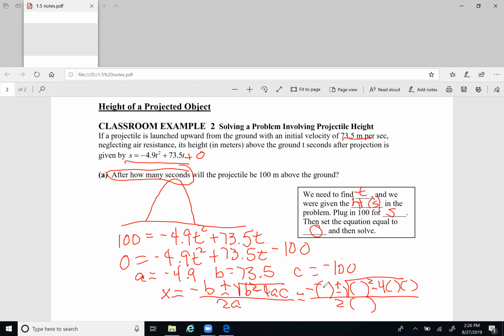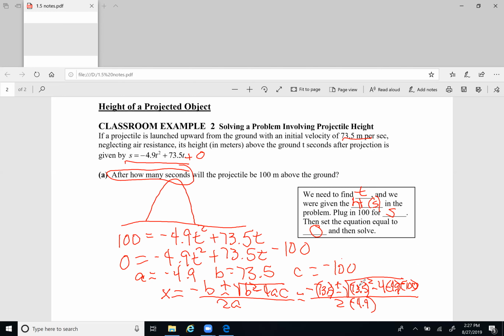So I'll have 73.5. And I'll put in another 73.5 for that b. My a is negative 4.9, and my c is negative 100. And again, a is negative 4.9.